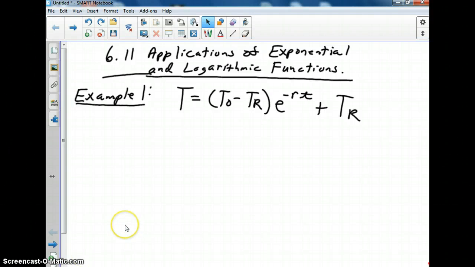All right, so here comes the first thing. After reading this problem, you've got to figure out what numbers go into what places on this big formula that you're seeing here. So the first question becomes this: how much is T sub naught?